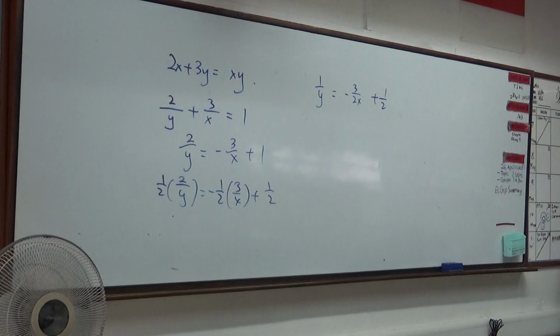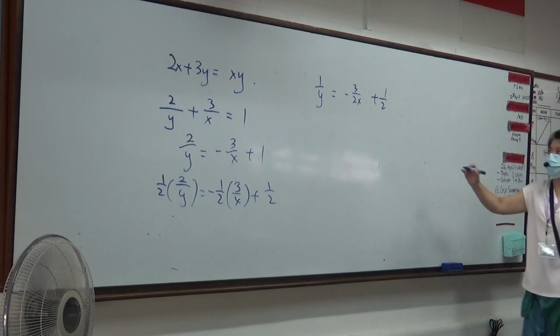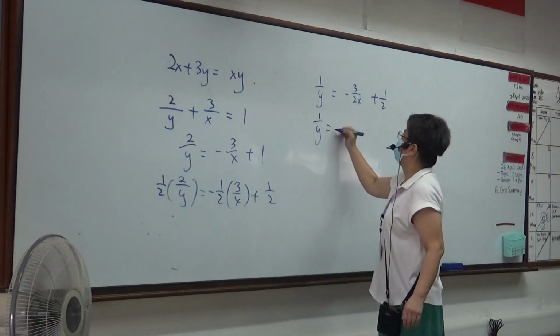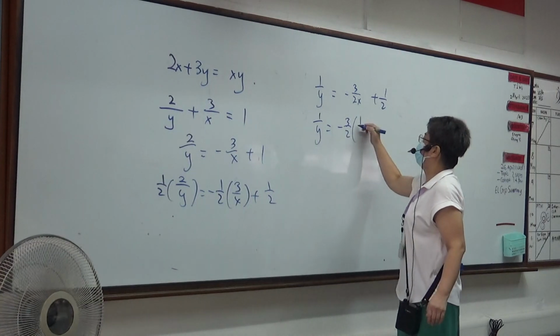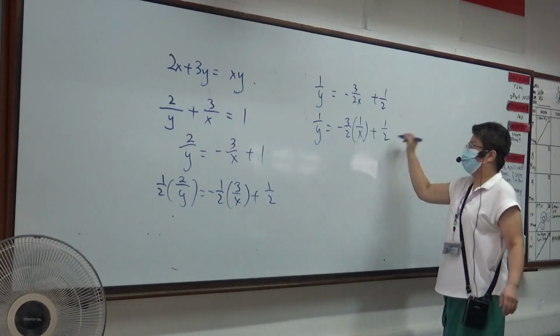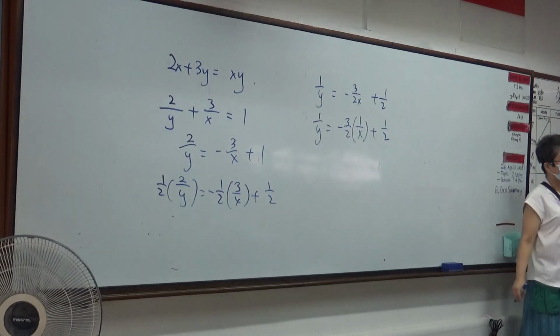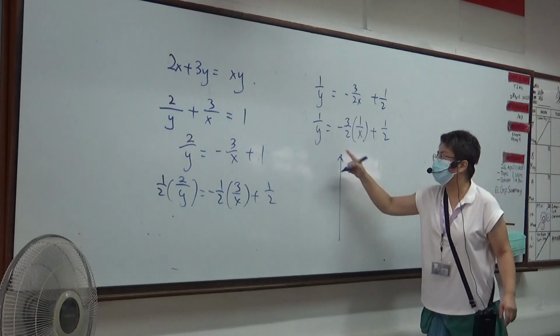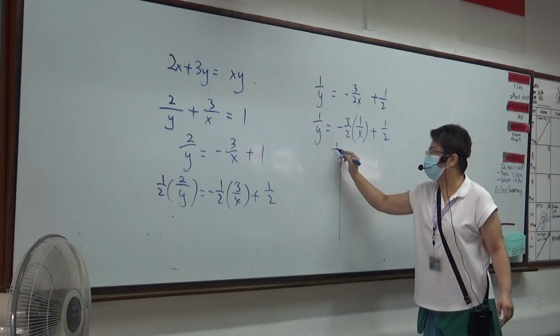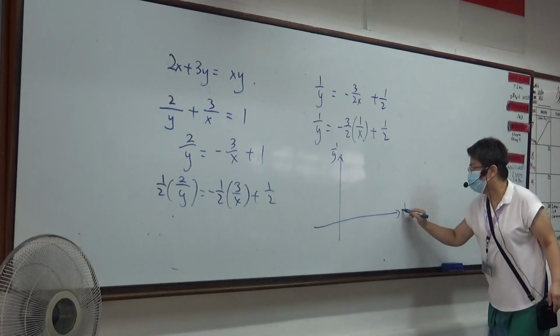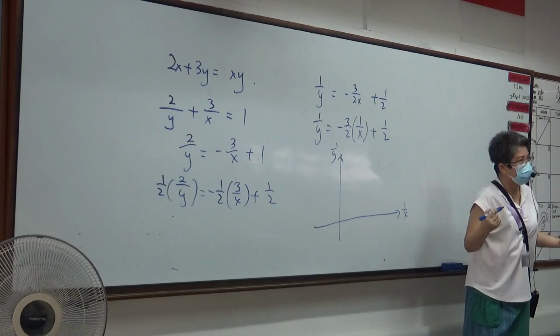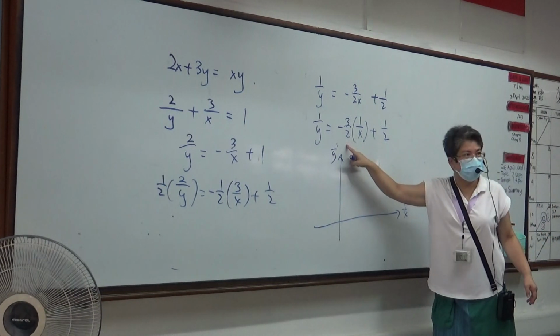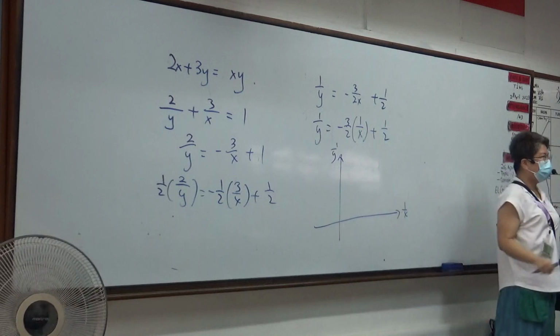Now, I don't like this also. I'm going to write something else. Do you agree it's like that? Okay. So you tell me what must I plot to get a straight line? 1 over y. What is here? 1 over x. Then what's my gradient? Negative 3 over 2. What's my y-intercept? Half. This is one way to do it.